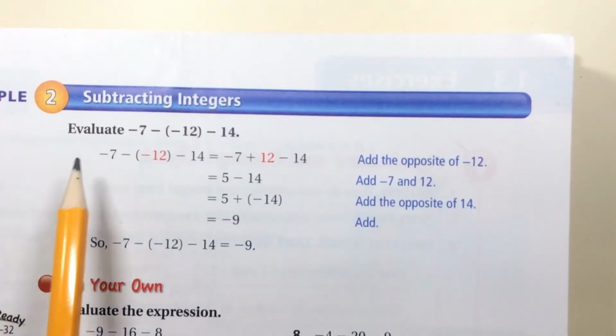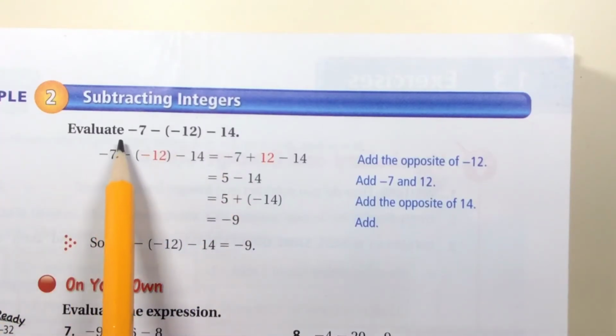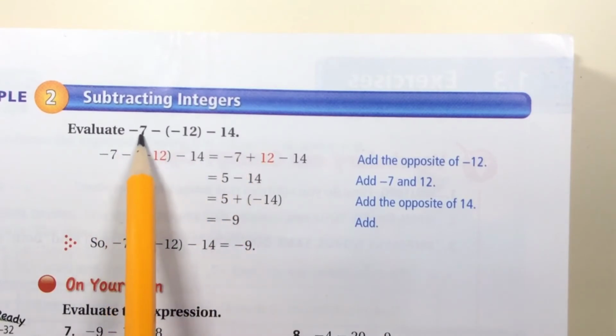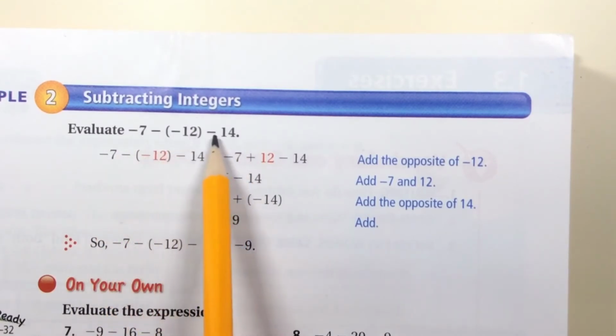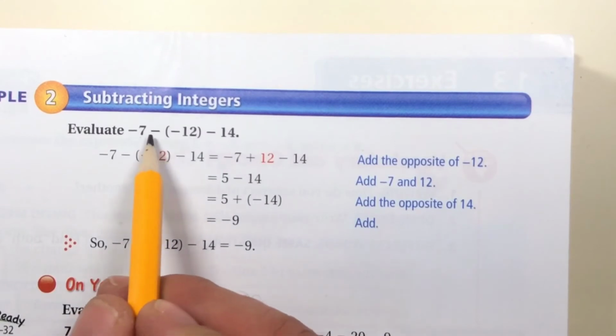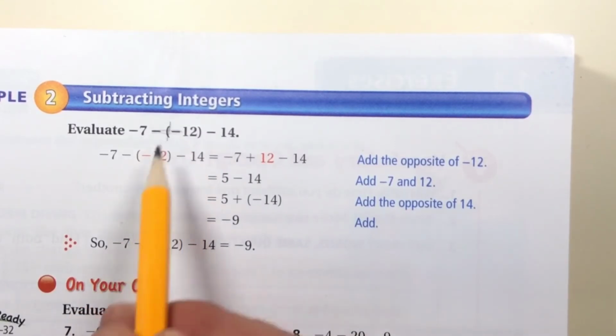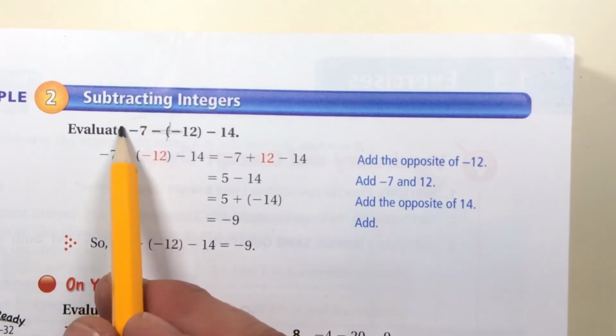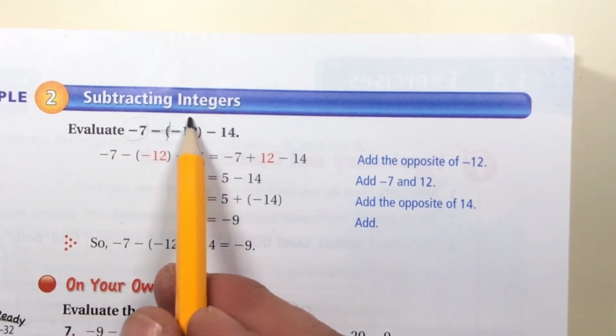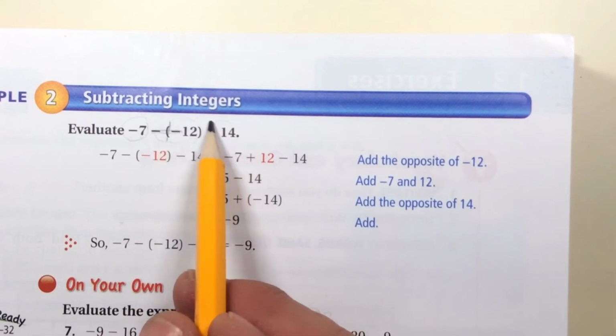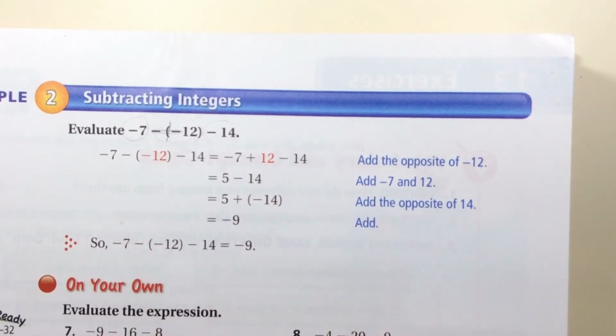For the next example, they have subtracting integers, and they've given us 3 numbers here. So negative 7 minus a negative 12 minus 14. And again, two minuses next to each other, turn that into a big plus. So now what do we have? We have a negative 7, a positive 12, a negative 14.